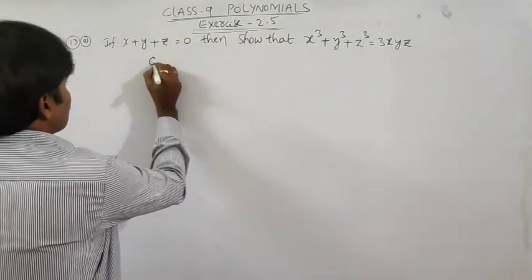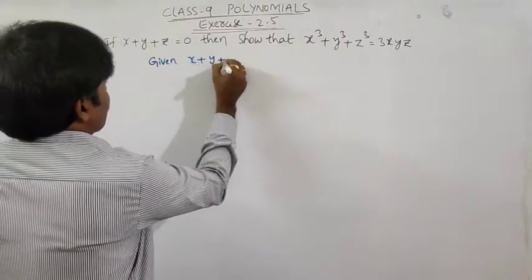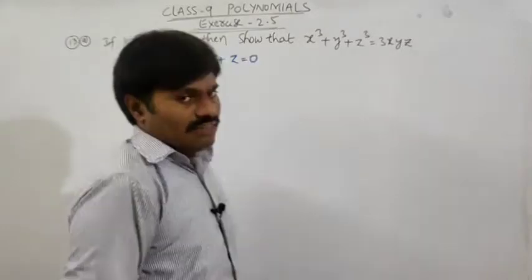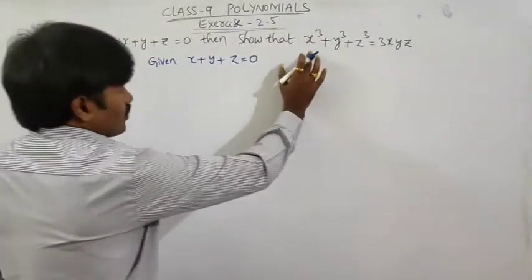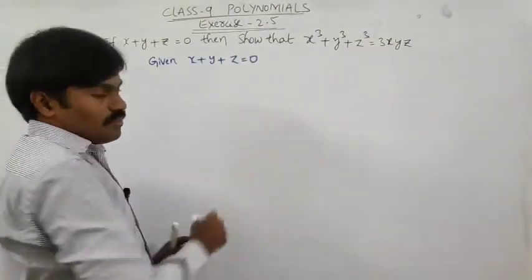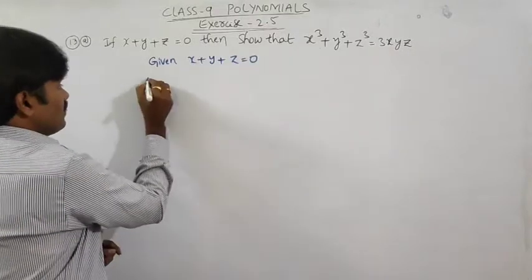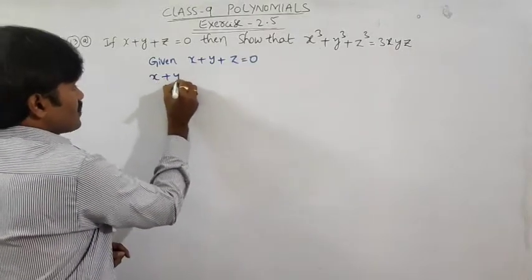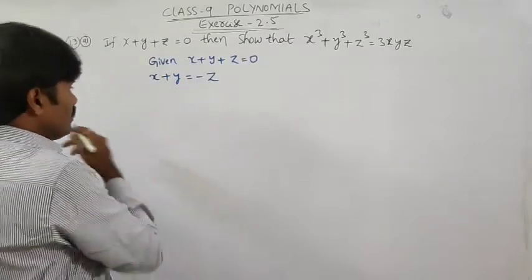Simple. See, here given x plus y plus z is equal to 0. So we have to show that x cube plus y cube plus z cube is equal to 3xyz. Don't directly cube on both sides. Just shift z to the other side. Then it becomes x plus y is equal to minus z.